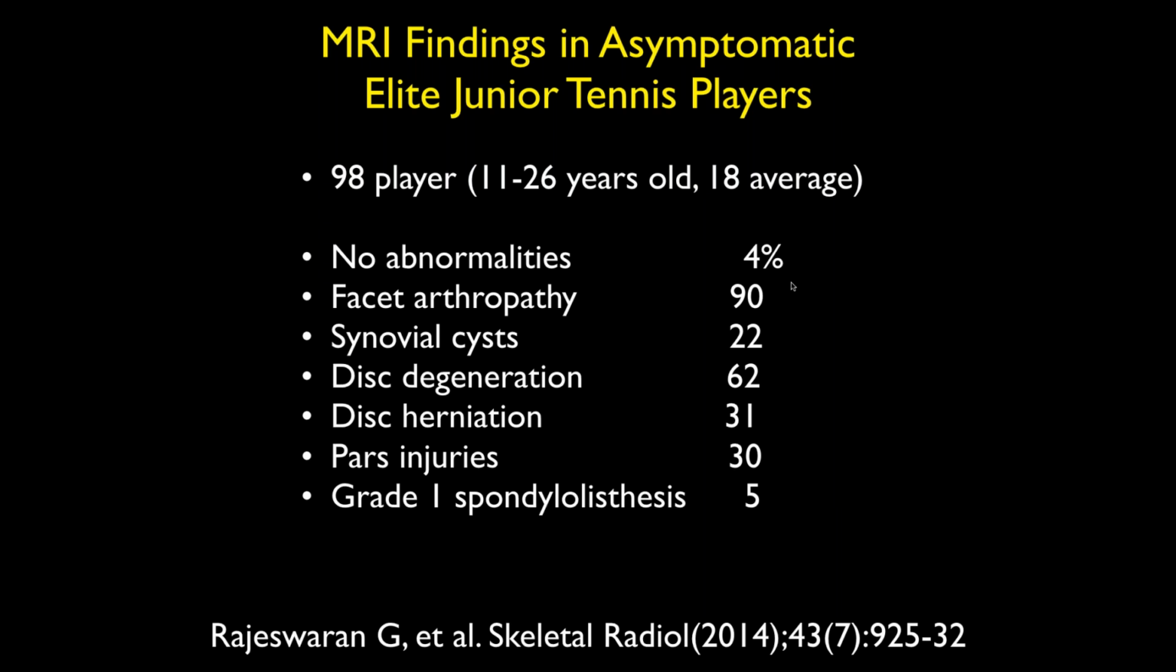So changes in the lumbar spine occur very young, in the early teens, especially in athletes. Facet arthropathy, they saw in 90% of these young tennis players. Synovial cysts in 22%, disc degeneration in 62%, herniations in 31%, pars injuries in 30%, and grade 1 spondylolisthesis in 5%. All of these patients had no symptoms of back pain, or at least none that they described at that time. So these changes are very common, and therefore, when you interpret MR scans of the lumbar spine, you've got to have a high degree of skepticism concerning the clinical significance of a lot of the findings.